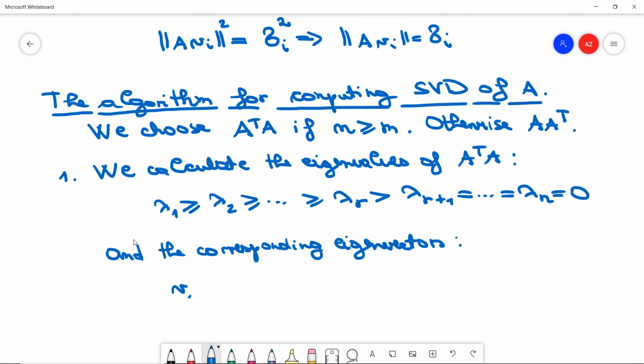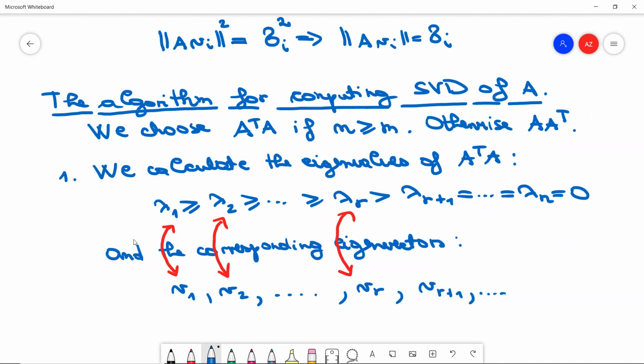Those are V1, V2, up to VR. So V1 corresponds to lambda 1, V2 corresponds to lambda 2, VR corresponds to lambda r. And the other eigenvectors are just the basis for the kernel. We will see shortly that they are not important. I will write them here in the long algorithm, but you can forget about them.